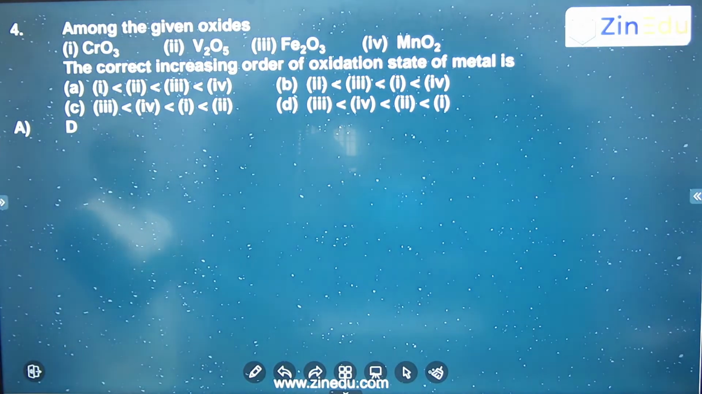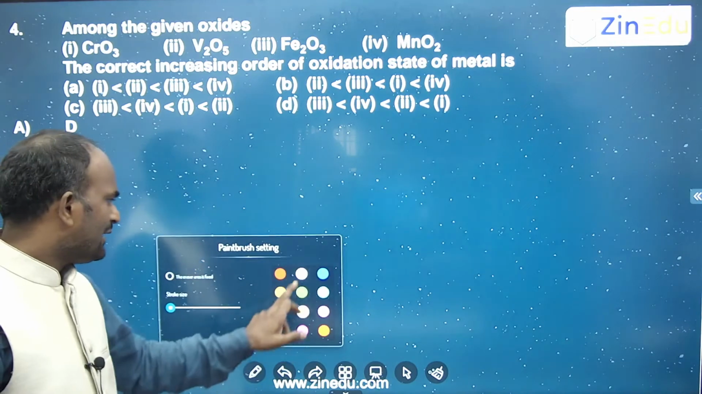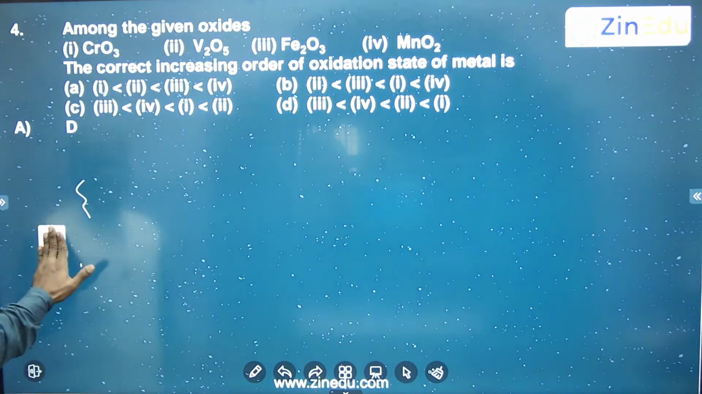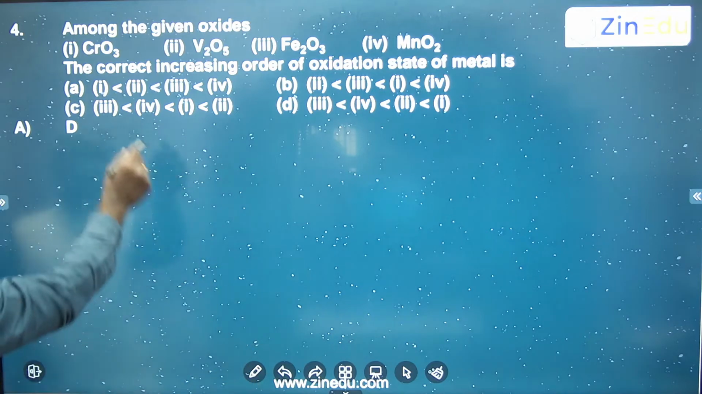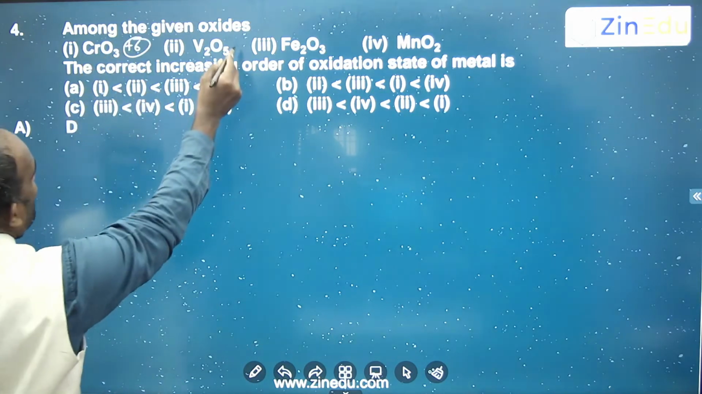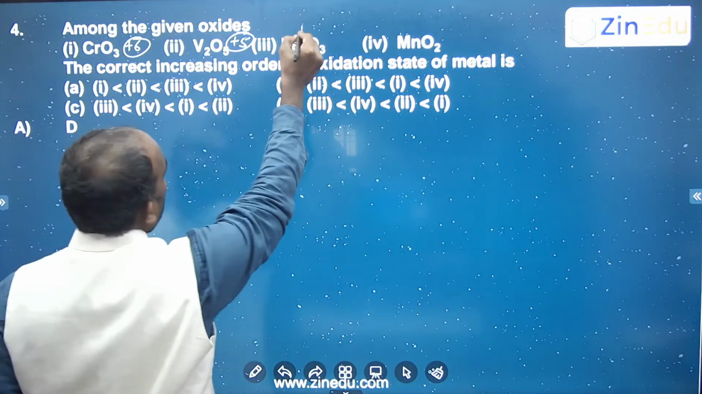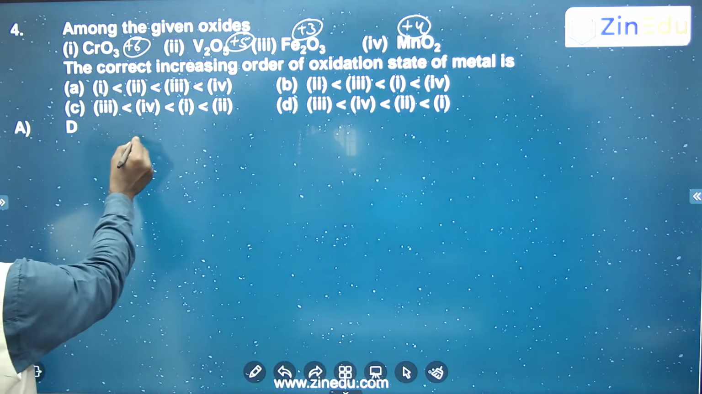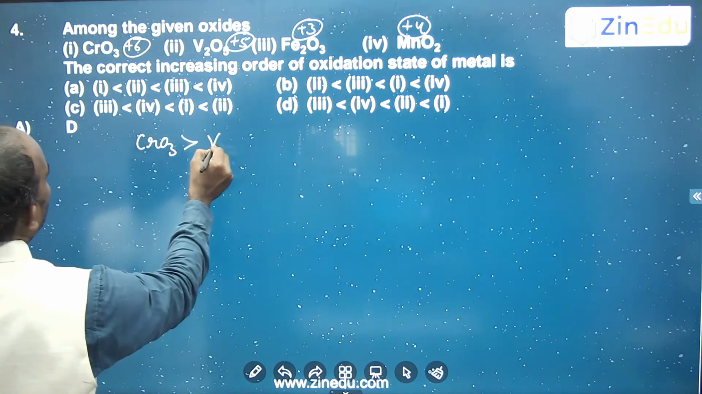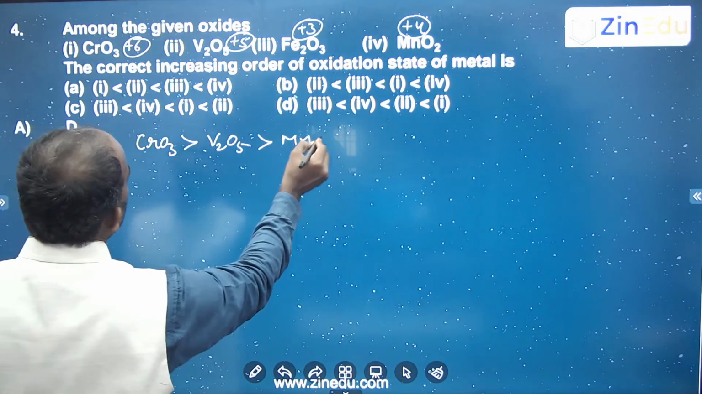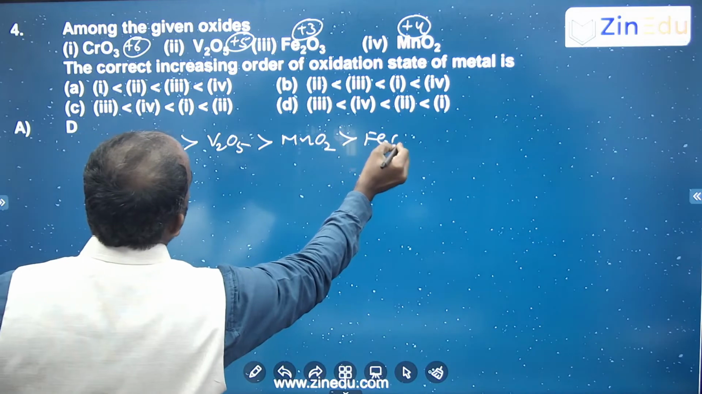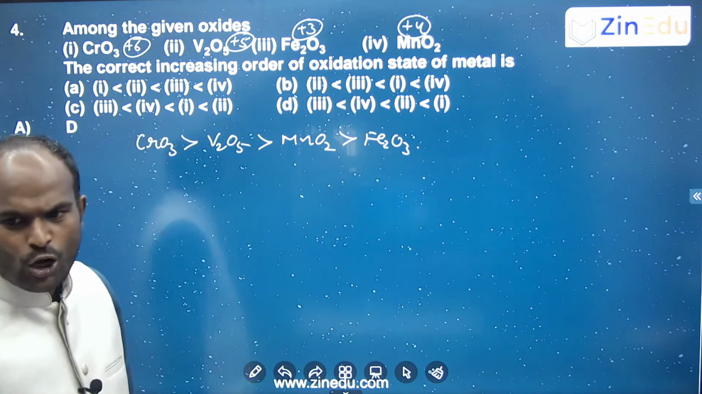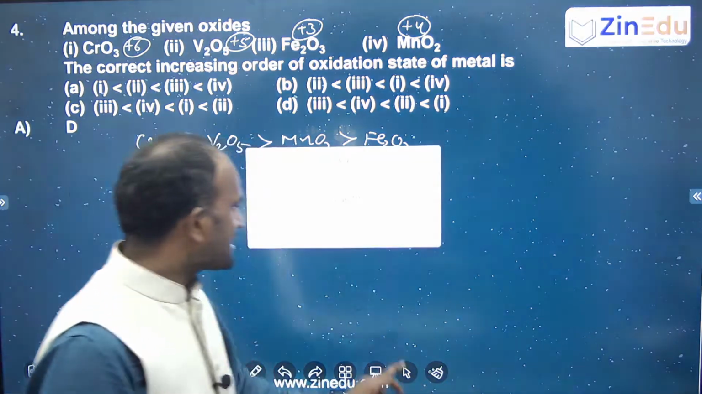Next one. Among the given oxides, CrO3, V2O5, Fe2O3, MnO2, the correct increasing order of oxidation state of a metal. For chromium, oxidation state is +6. For vanadium pentoxide +5. For Fe2O3 +3. Whereas for MnO2 +4. So therefore, what could be the order? That is CrO3 is greater than V2O5, which is greater than MnO2, which is greater than Fe2O3. So now you can check with the options. Right. Next.